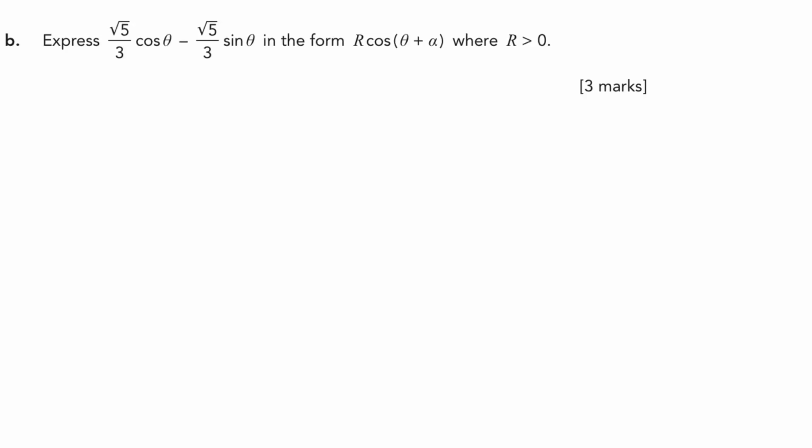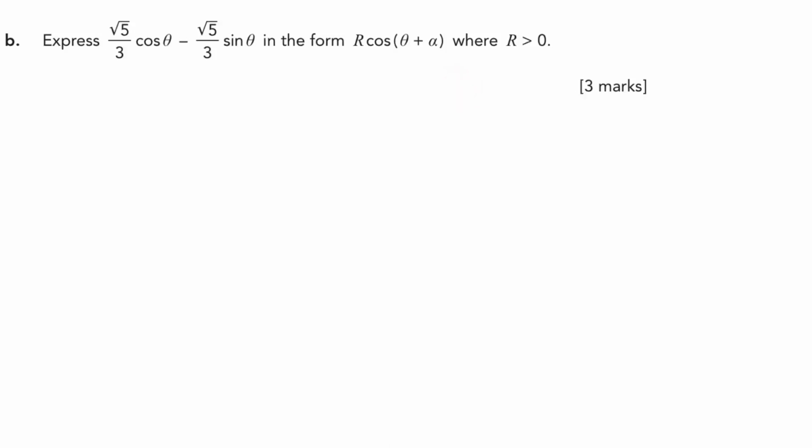Part B. Express square root 5 over 3 cos theta minus square root 5 over 3 sin theta in the form r cos (theta plus alpha), where r is more than 0. It's a 3-mark question and the most repeated question of trigonometry. So this is something you must learn very well and understand it.